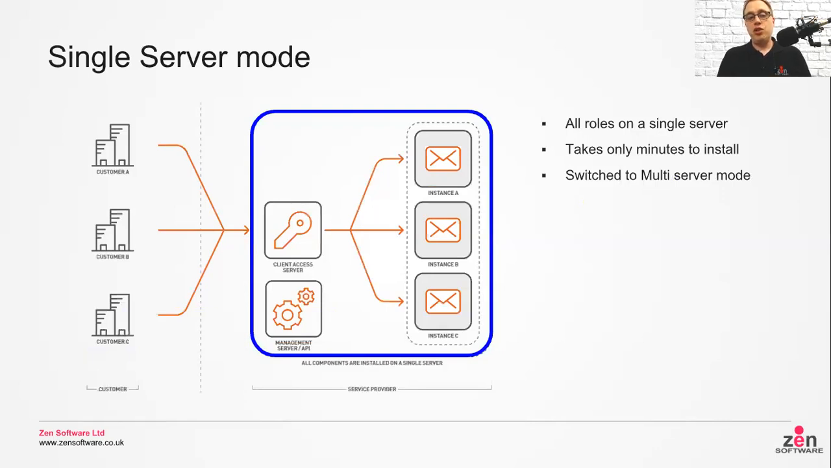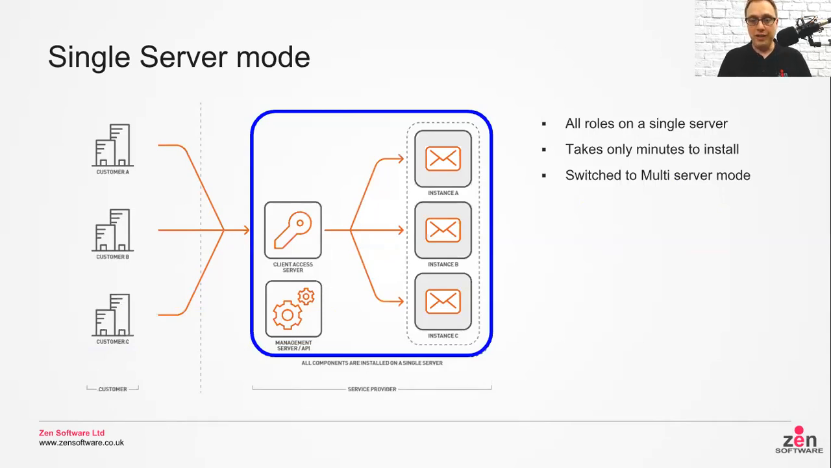So let's have a look at the two server models. I mentioned early on single server versus multiple server. Really what I'm trying to get across with these couple of slides is that when you start out with MailStore SPE, it's really straightforward. You can do everything, the management server, the client access server, and the instance host, all on one piece of hardware, one physical server. It's the easiest way to set it up. It's how my lab's set up at the moment.